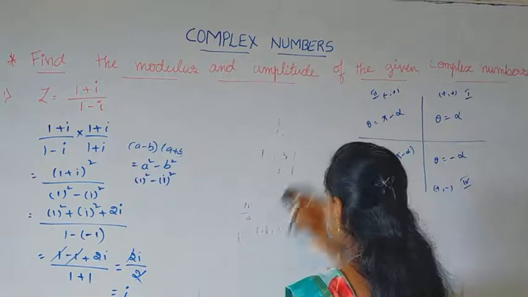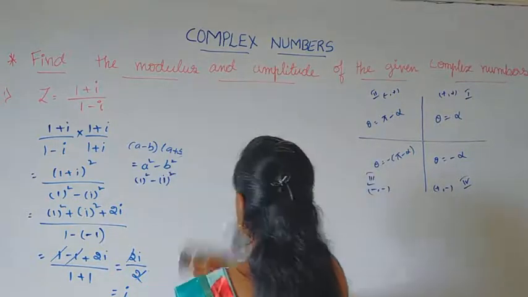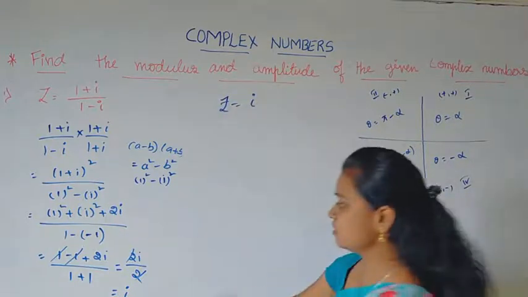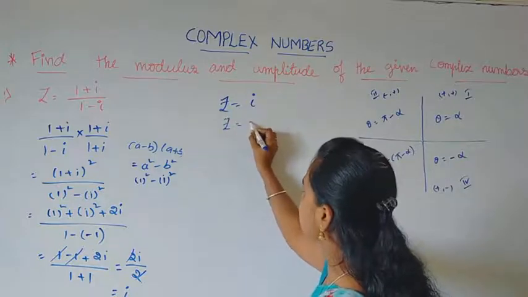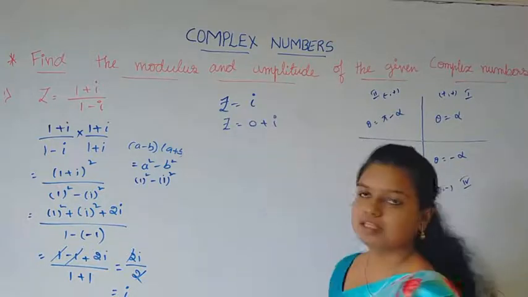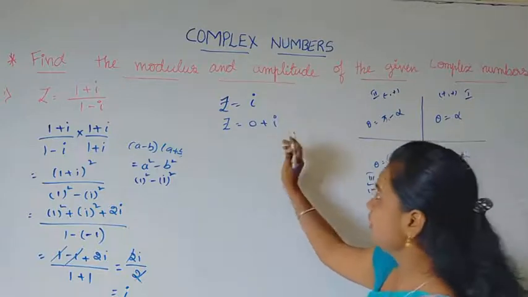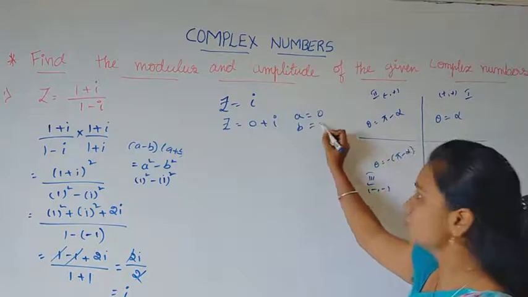So z becomes i, the final answer. This is of the form z is equal to 0 plus i, right? So now we get the a plus ib form. Then what is the value of a here? 0. So b is 1.